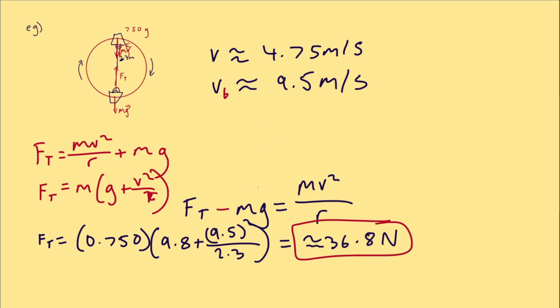So here's a little tip when it comes to solving physics problems in general. Break it down into parts. You don't have to solve it all at once. Anyway, here's our answer. So at the bottom, the tension of the handle is this, 36.8 newtons.